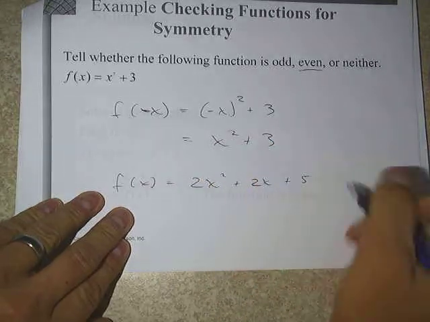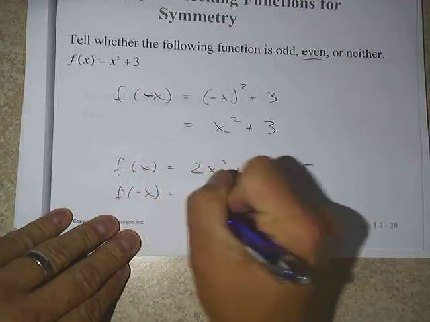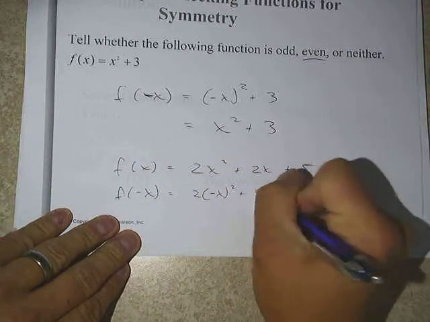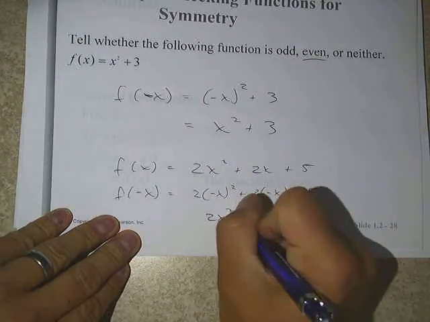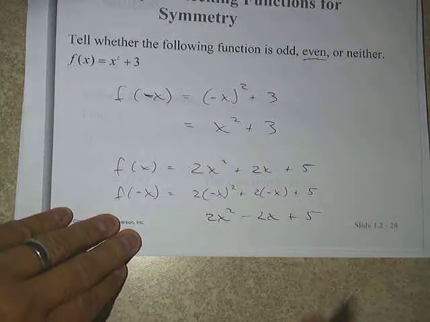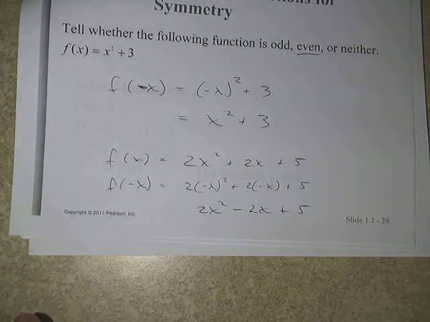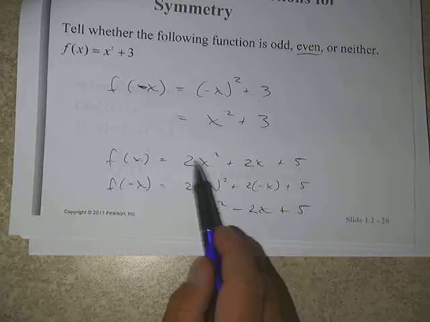Okay. How about this one though? What if I told you f of x was 2x squared plus 2x plus 5? If I were to put negative x into it, I would get 2x squared minus 2x plus 5. So how does this compare to what I started with? It's not the same, so therefore it's not even.